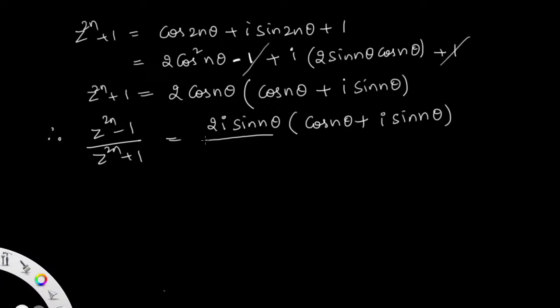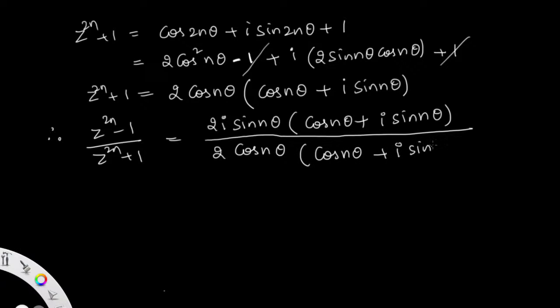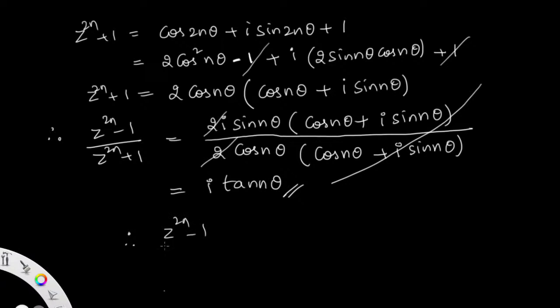divided by 2 cos n theta into cos n theta plus i sin n theta. Then what will I get? Both these terms get cancelled and the 2 gets cancelled. Then i into sin by cos is nothing but i tan n theta. Hence proved. That is the question given to prove that z power 2n minus 1 by z power 2n plus 1 equals i tan n theta.